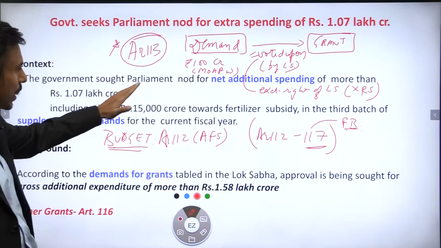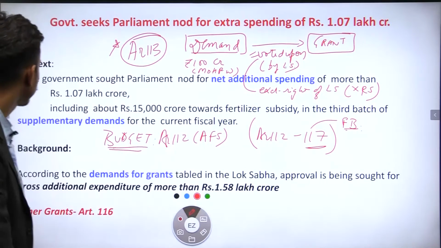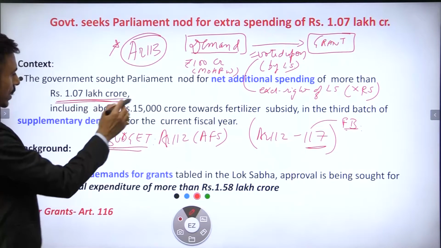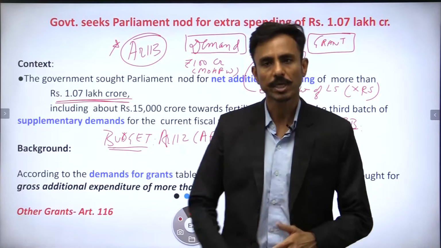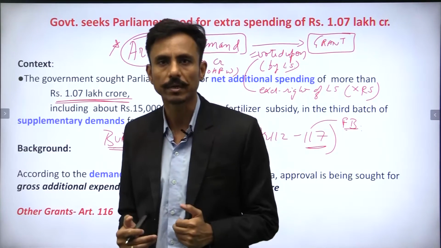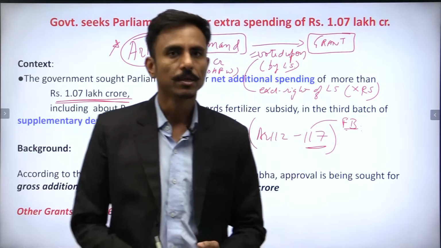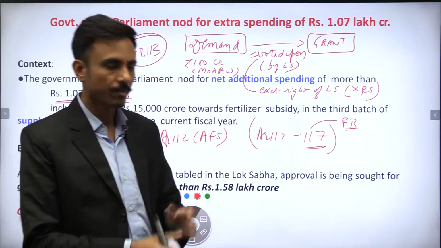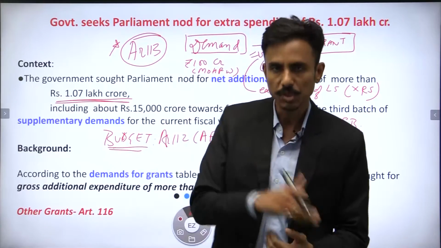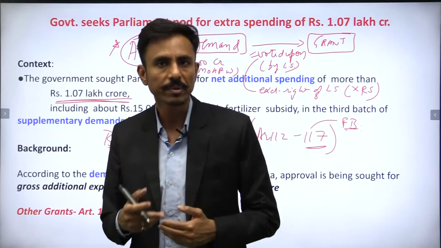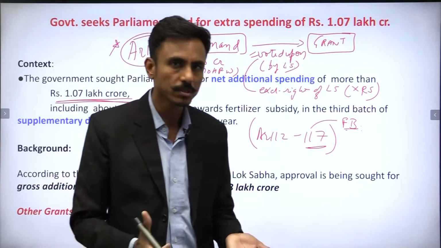Guys, the government has sought the parliamentary nod for net additional spending of more than 1.07 lakh crore, right? Because the budget is always an estimate, of what revenues the government would be earning and what would be its expenditures or expenses. So it is always an estimated figure. There may be some cuts in the budget, there may be some additional spendings, there may be some transfer of funds. The government may be requiring more additional funds for possibly the new schemes launched, right?